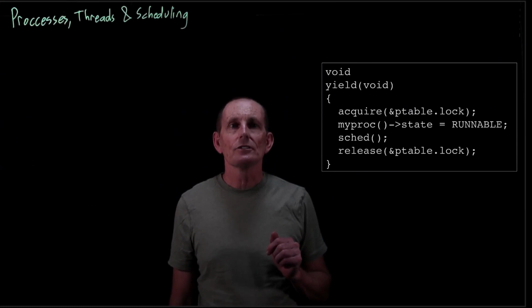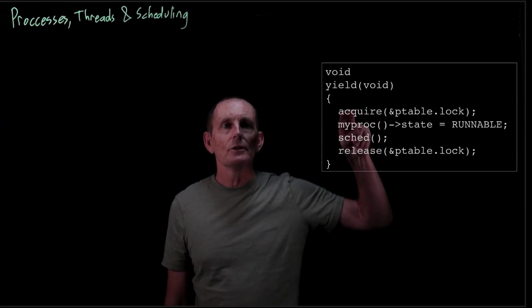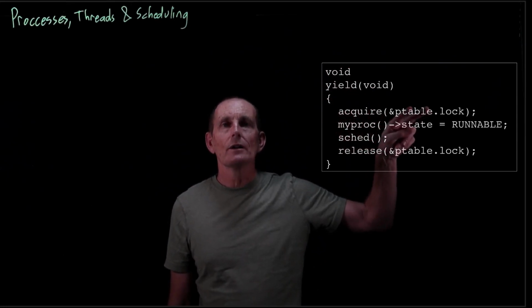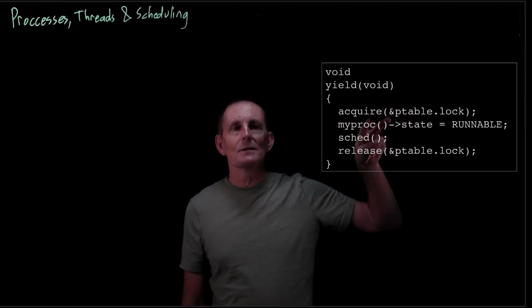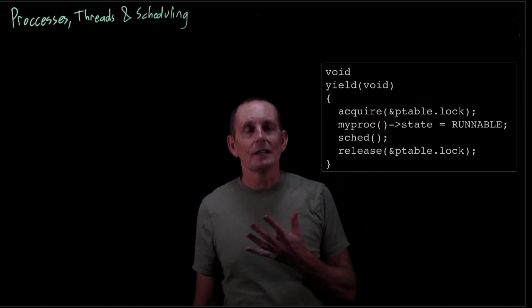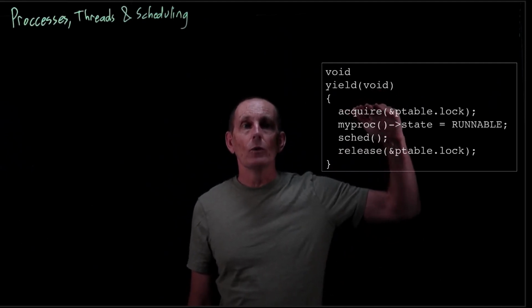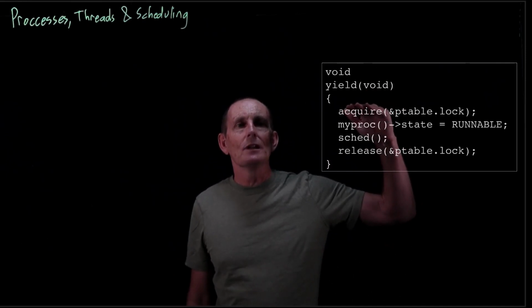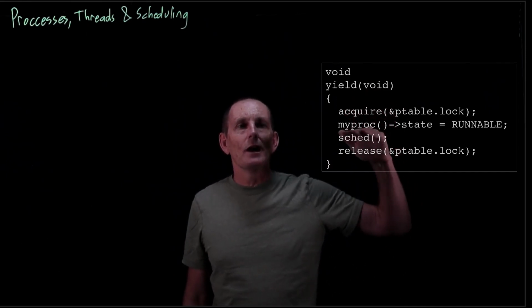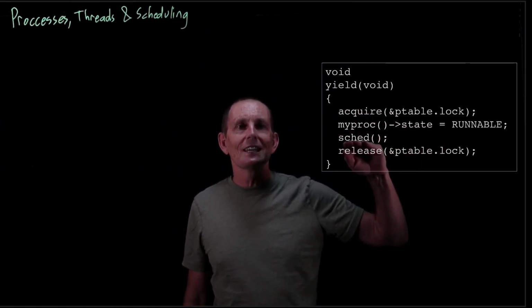A kernel thread associated with a user process calls yield on a timer interrupt. What that will do is go ahead and acquire the ptable lock. The reason it's going to acquire the ptable lock is it's about to go back in the scheduler, and the scheduler expects to have the lock. So we may be stuck here waiting for some other thread to release the ptable lock. But once this gets the ptable lock, then we can go ahead and modify the state of this process to say that it's runnable, and call schedule.